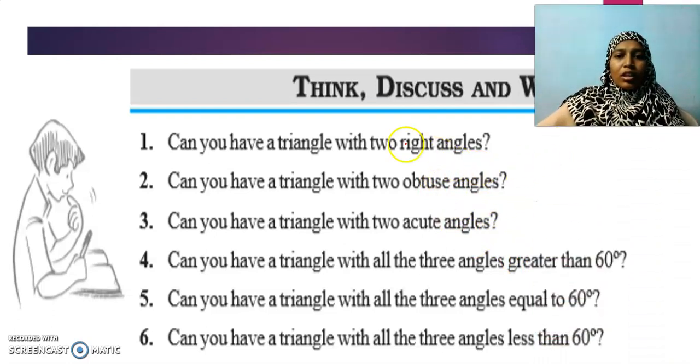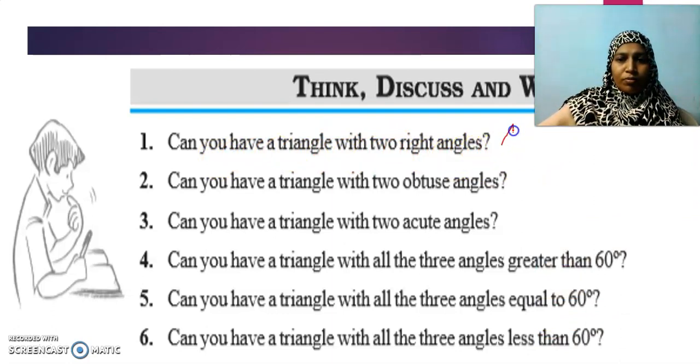Okay. Here, can you have a triangle with two right angles? No. Can you have a triangle with two obtuse angles? Even with two right angles itself is not possible. Then how can you have a triangle with two obtuse angles? Obtuse angle is greater than right angle, isn't it? So this is also no.